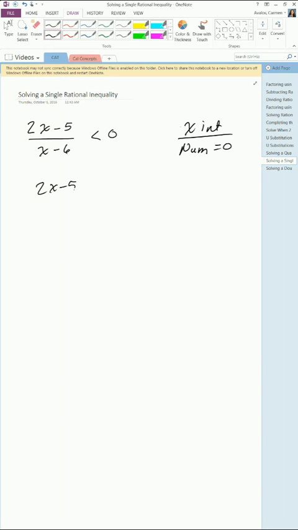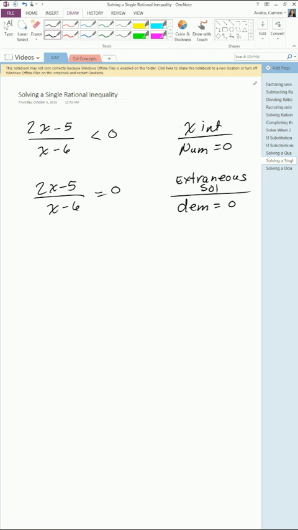But what about the denominator? From previous lessons, we know that the denominator is going to give us the extraneous solutions. So the extraneous solutions are going to be coming from the denominator equal to 0. That means that it's not going to be included in the graph. It's not going to be included in our answers.